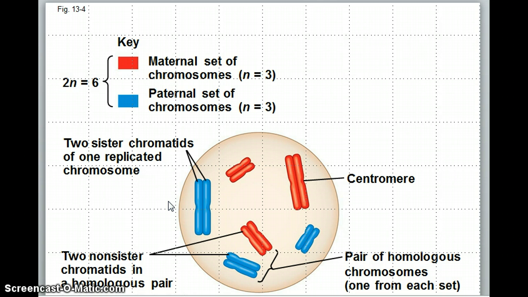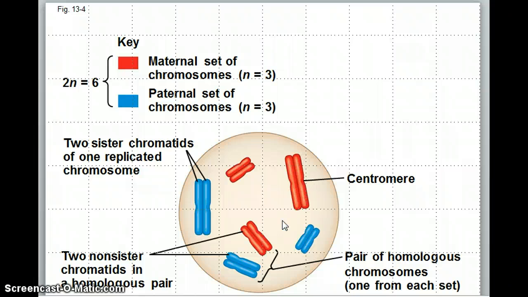Each homologous pair is composed of one chromosome from the father and one from the mother, one maternal and one paternal. In this case, your maternal chromosomes are in red while your paternal are in blue. Notice this pair of sister chromatids and this pair of sister chromatids are the same, so these are your pair of homologs. Okay? You have one from each set, one from mom, one from dad. Alright, each set is made up of 3 chromosomes in this example.